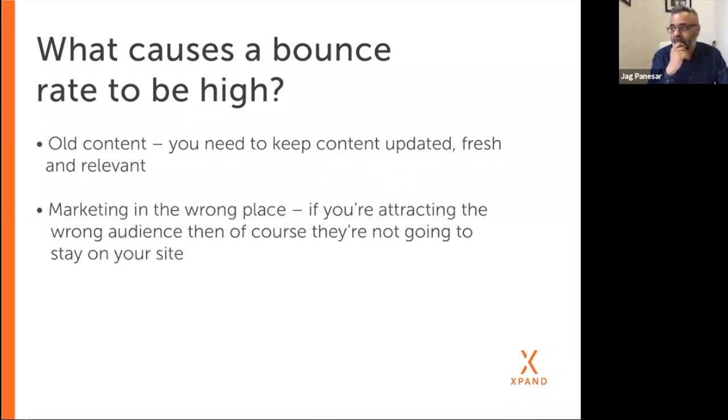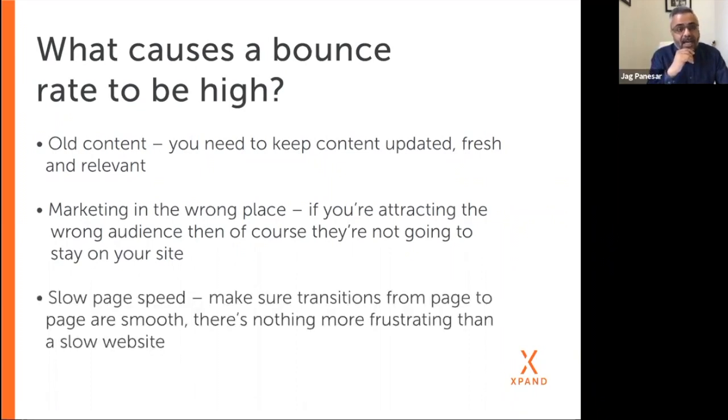And marketing in the wrong place. If you're reaching out to the wrong audience and someone's going to your website and it's not for them, they're going to leave. So it's getting it in front of the right audience. And then another factor is slow page speed. If the website loads slowly, that again, 8-second attention span, think about how impatient you are. If something isn't loading very quickly, you're out of there. So that's the kind of stuff that causes a high bounce rate.